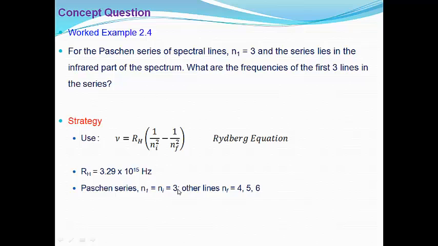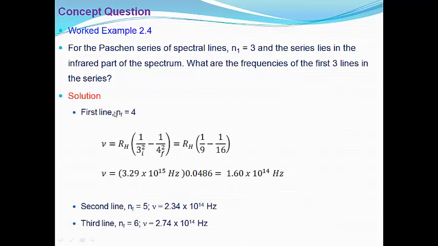And so the three other lines are associated with transitions from n equals 4, n equals 5, and n equals 6. For the first line, which is a transition from n equals 4 to 3, 3 being the lowest possible because we're talking about the Paschen series, if we plug our values of n into our equation, we have nu is equal to R_H times (1 over 3 squared minus 1 over 4 squared), which is equal to R_H times (1 over 9 minus 1 over 16). When we plug in our R_H value, that turns out to be 1.6 times 10 to the 14 Hertz.